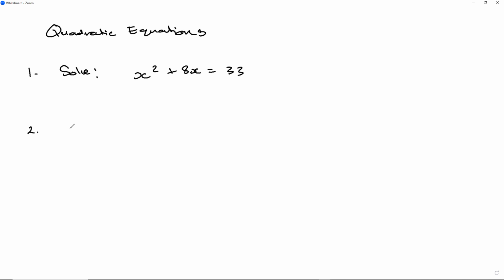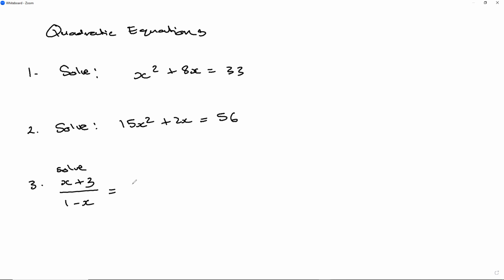Question two, I want to solve 15x squared plus 2x equals 56. And question three, I want to solve (x plus 3) over (1 minus x) equals negative 9 over x. All right, I want you to try these questions.